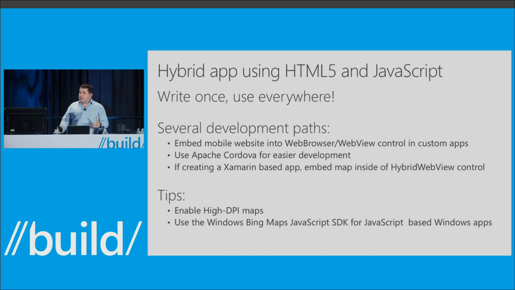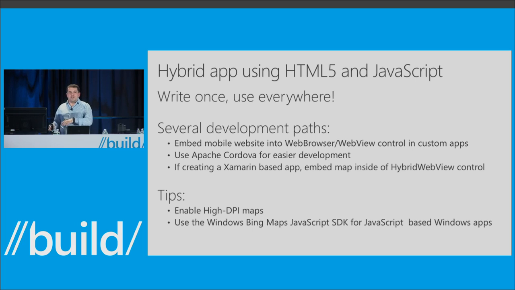So hybrid apps using HTML5 and JavaScript, we heard a lot about that at the conference this week, and it has been around for quite a while. The general idea is you write once and you use it everywhere. And so there are a lot of different development paths you can take to do this. Probably the core method would be to create a mobile website, and then go through and create an individual app for each platform that uses the web browser control or the web view control, depending on the platform, and just loads your web page or your map app inside of there.